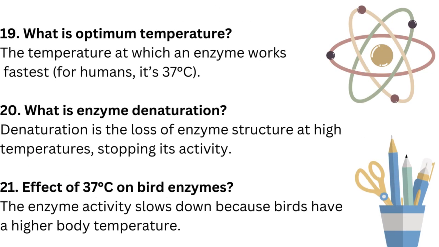What is optimum temperature? The temperature at which an enzyme works fastest. For humans, it's 37 degrees Celsius. What is enzyme denaturation? Denaturation is the loss of enzyme structure at high temperatures, stopping its activity. Effect of 37 degrees Celsius on bird enzymes. The enzyme activity slows down because birds have a higher body temperature.